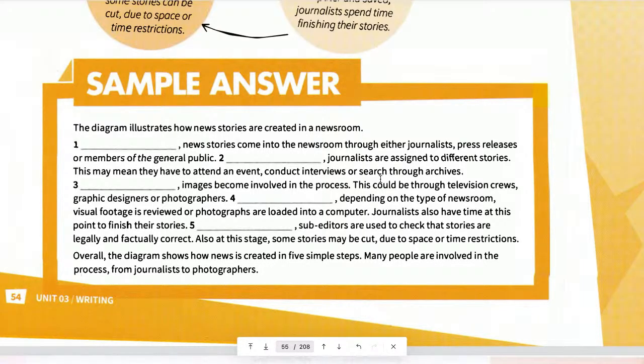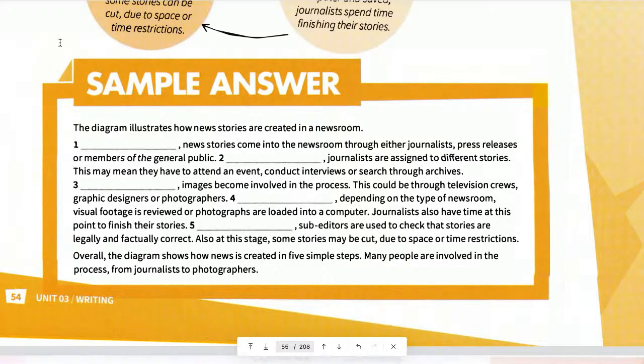After general public. Journalists are assigned to different stories. This may mean they have to attend an event, conduct interviews, or search through archives.